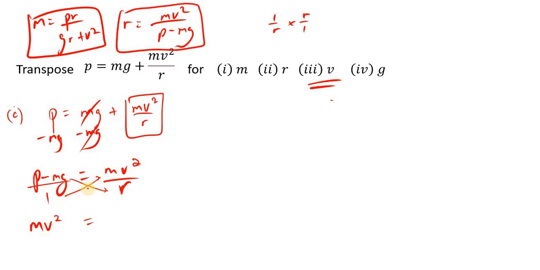Again, I can only cross multiply because I have an equal sign. Now I'm going to multiply r by p minus mg. R times p minus mg. In fact, I'm going to leave it like that. I'm not going to multiply it out.